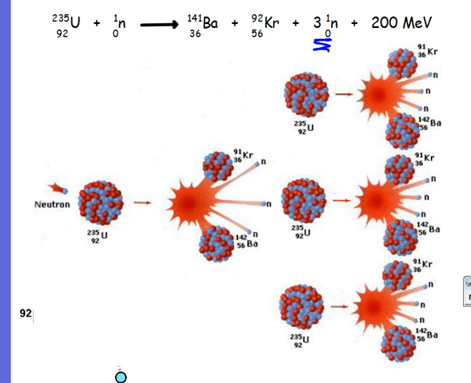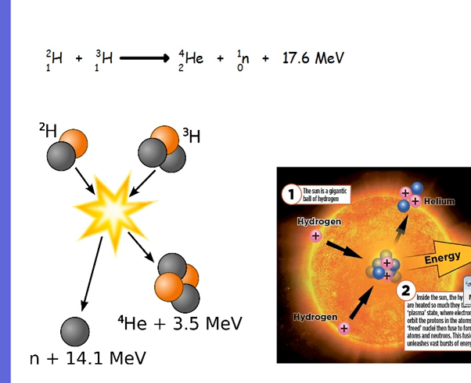So that's fission. The other process is one that we're not very good at yet, but it does occur in our sun, and this is nuclear fusion. What you'll notice here is we have 2 hydrogen nuclei. We have deuterium, which is 2 nucleons, and then we have tritium, which is 3 nucleons.